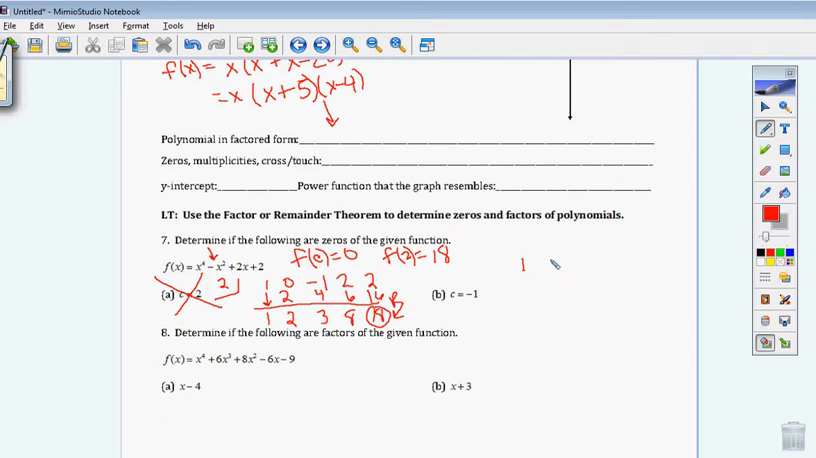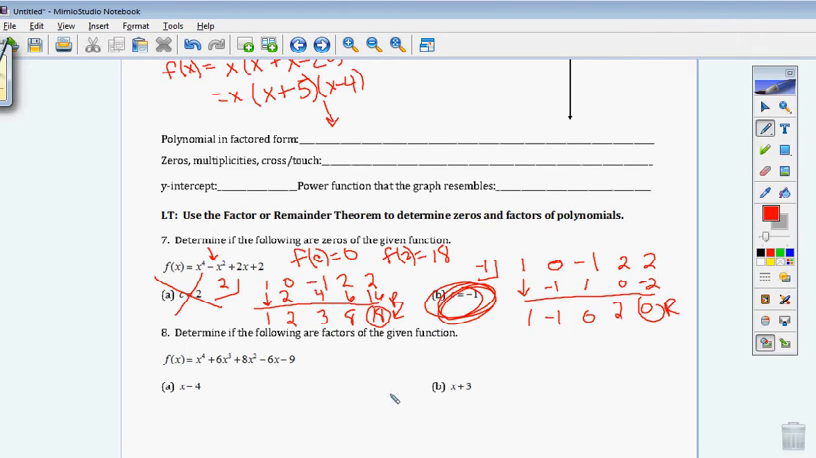As opposed to if I was going to check, whoops, need my filler in there. If I was going to check -1 to see if that's a 0, carry down the 1, 1 times -1 is -1, add down, I got myself -1, 1, 0, multiply back 0, add down 2, multiply back -2, add down 0. Woohoo! I did get a remainder of 0. So that means -1 is a 0.